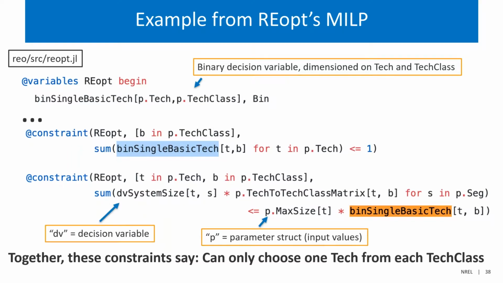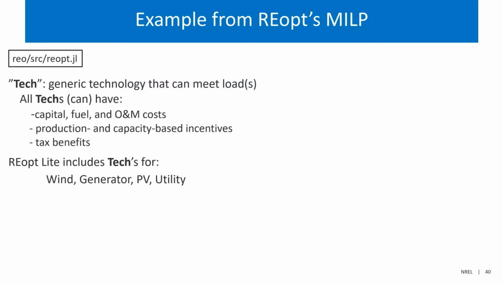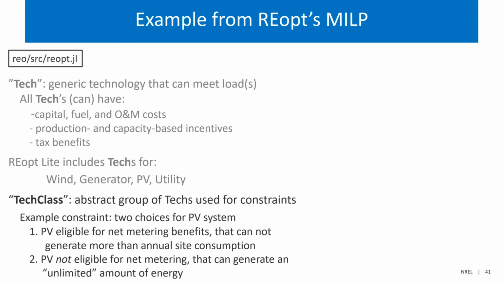these tech classes. And I realize it's a little fuzzy at this point, so let me try to clear all this up. First, I just wanted to point out how much the idea of this tech and tech class concepts permeate the optimization model. So as I mentioned, techs are these generic technologies that can meet loads. They all have cost, incentives available, tax benefits available, and we have these 4 techs as I mentioned.